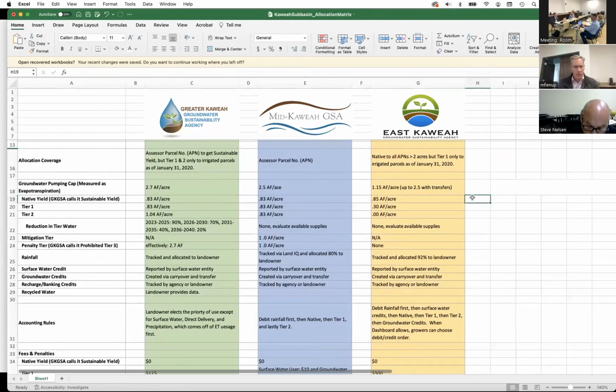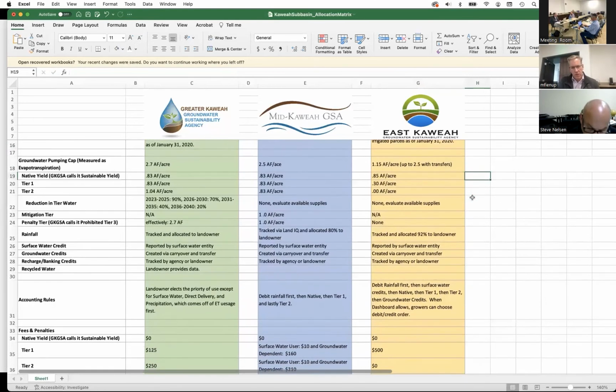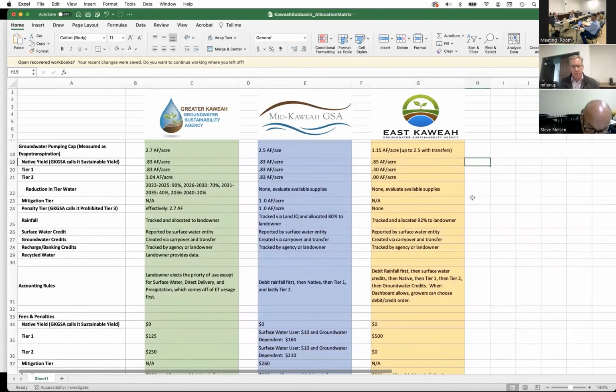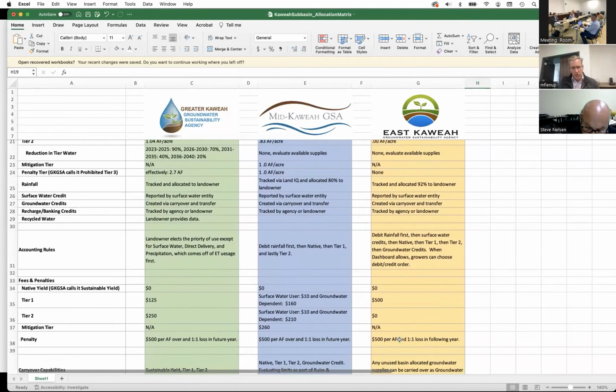While I'm on East Kaweah, the 2.5 is the hard cap with transfers, but if someone wanted to, they could just pay the $500 and lose next year's allocation if they want to go up to the 2.5 without finding transfers. The idea is they're going to have transferred water to get to that cap, but the reality is they could just pump and know they're losing next year's allocation. Okay. So that's what's called the penalty tier, $500 per acre-foot, and 1-to-1 loss in the following year.